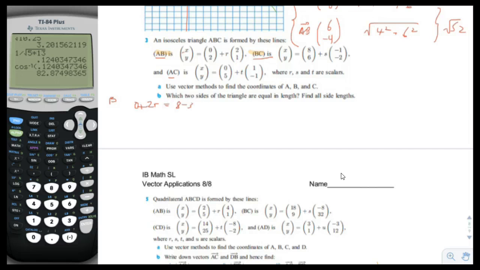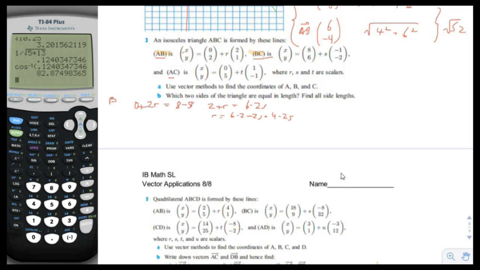And then we're going to make another equation with the y-coordinates. So for the y-coordinates, we have y equals 2 plus r for AB, and we have y equals 6 minus 2s for BC. And now we have two equations and two unknowns, and we're going to solve for r here. So 6 minus 2 is 4 minus 2s.